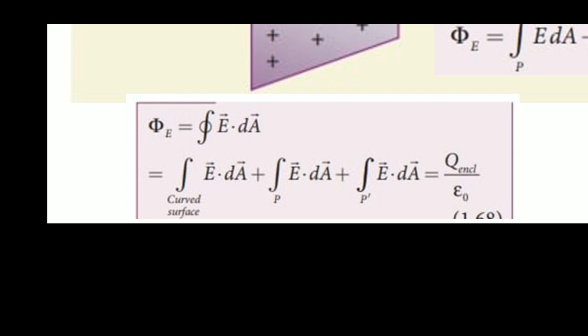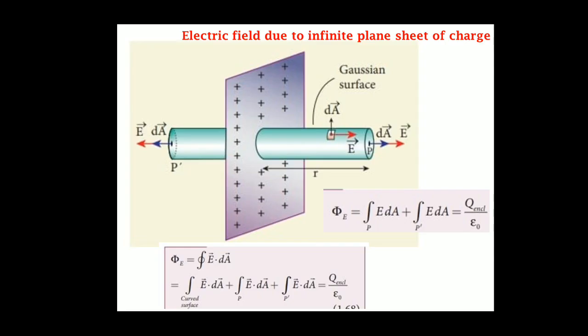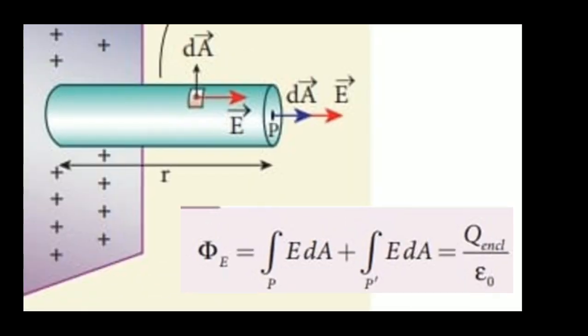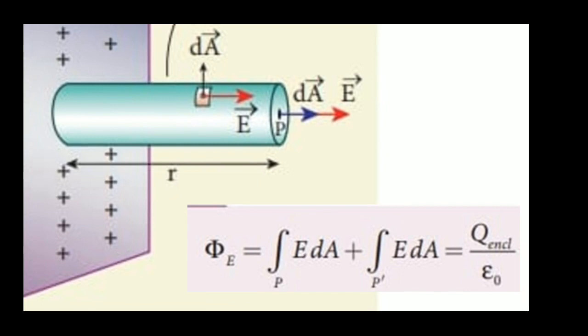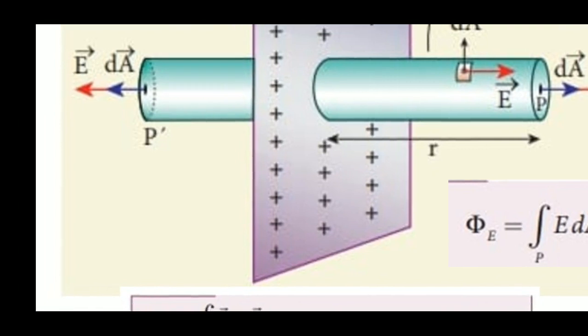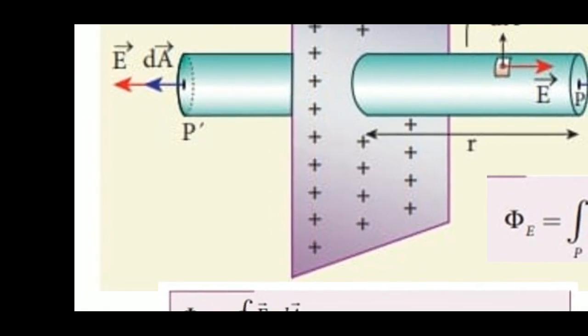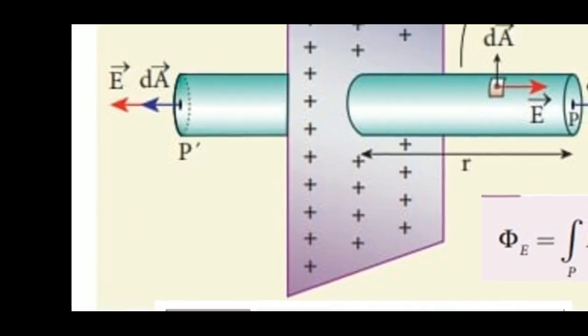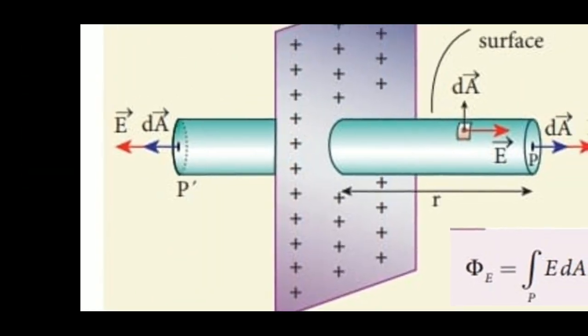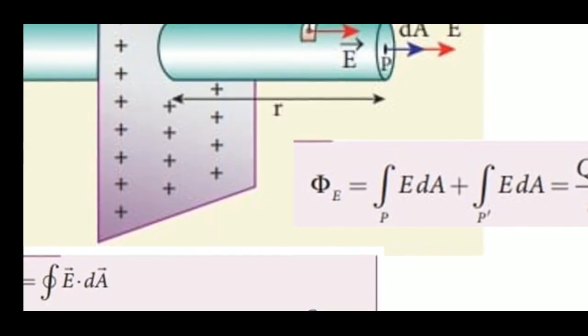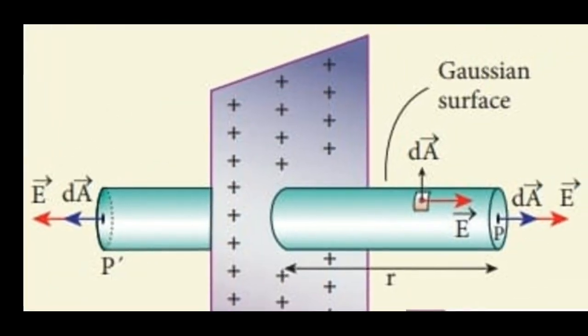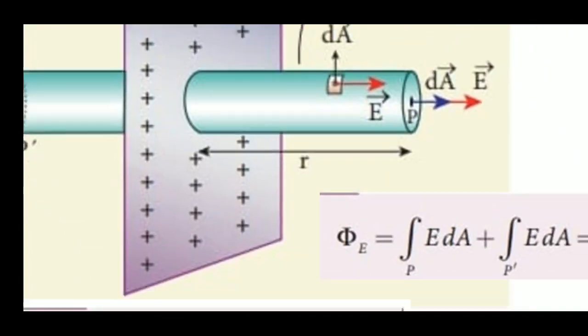Okay. Now what's the formula for A dot B? A dot B equals AB cos theta. So E dot dA is equal to E dA cos theta. But I should know what is theta. For the three surfaces, what is the value of theta? If you take the surface P, what is the angle theta between E and dA? It is 0. In the same manner, for P dash, the angle between E and dA is 0. But for the curved surface, the angle between E and dA is 90 degrees.